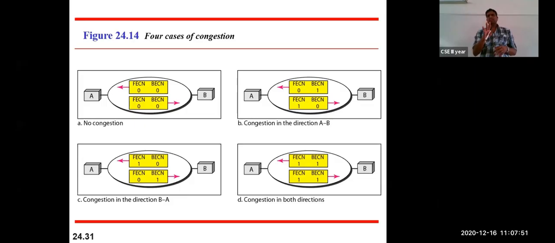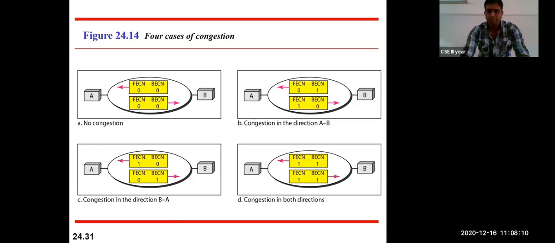Second yellow rectangle in the same field. FECN is equal to 0 and BECN equal to 0. In this direction again, FECN no congestion, BECN no congestion. That's why, case A, what is it? No congestion at all.